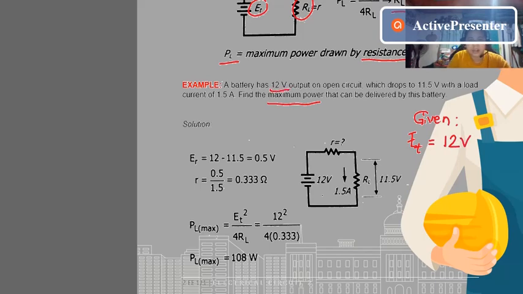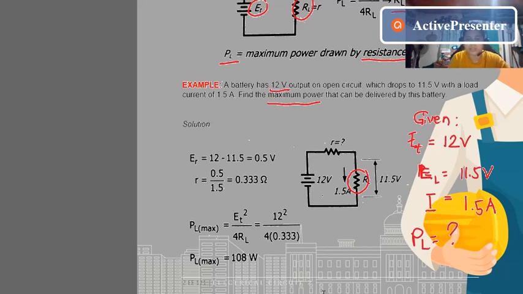And we have RL, with 11.5 volts. The 11.5 volts is the drop across our resistor RL, so we put EL equal to 11.5 volts. It also gives a current. The current flowing through our circuit is 1.5 amperes. So the unknown is the maximum power of our circuit.